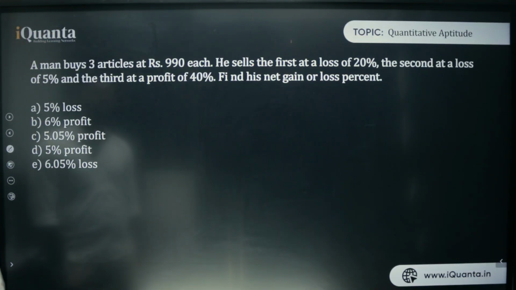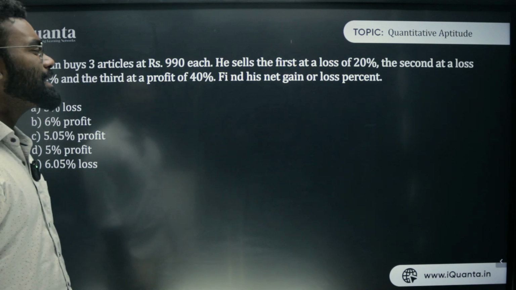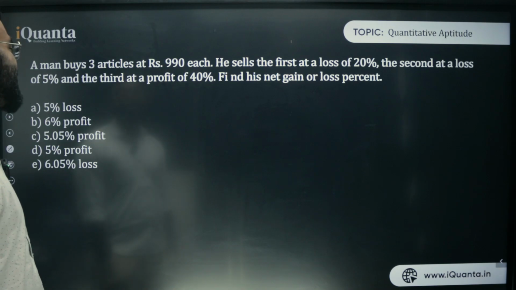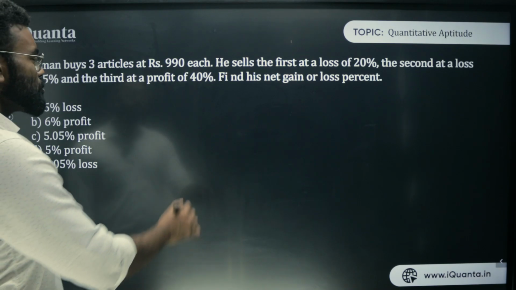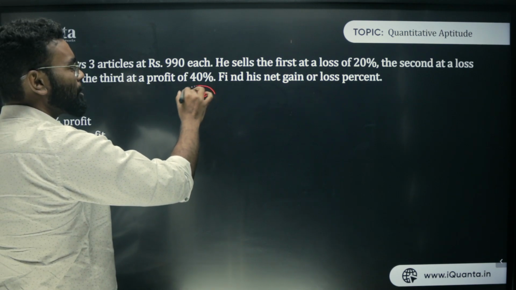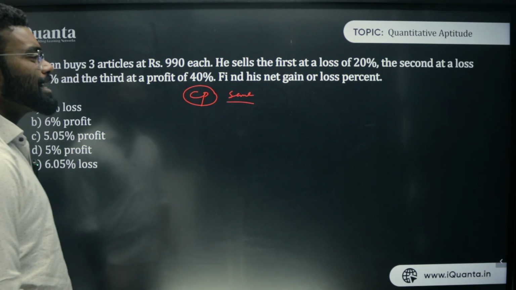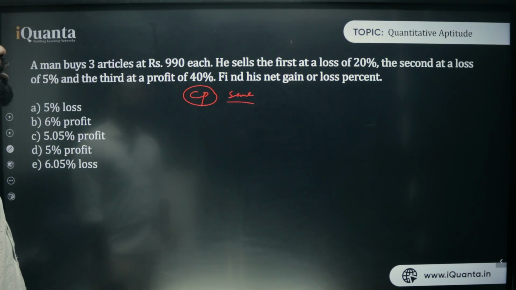A man buys 3 articles at rupees 990 each. He sells the first at a loss of 20%, the second at a loss of 5%, and the third at a profit of 40%. So his cost price is the same. Remember, if your cost price is the same, the overall profit or loss is basically the average of the profit and loss of the individual things.